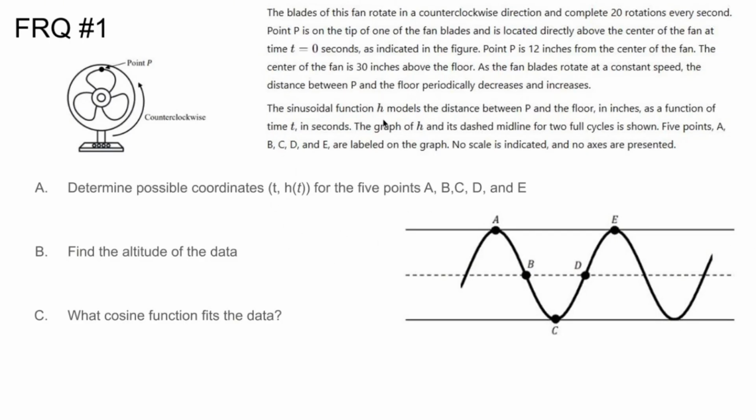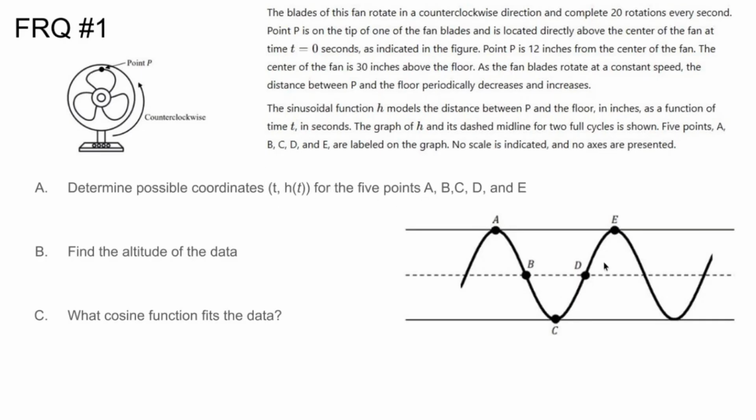The sinusoidal function h models the distance between P and the floor in inches as a function of time t in seconds. The graph of h and its dashed midline for 2 full cycles are shown. 5 points A through E are labeled on the graph. No scale is indicated, and no axes are presented. So, problem A is to determine the possible coordinates, t, h of t, so like x, y, for the 5 points A, B, C, D, and E.